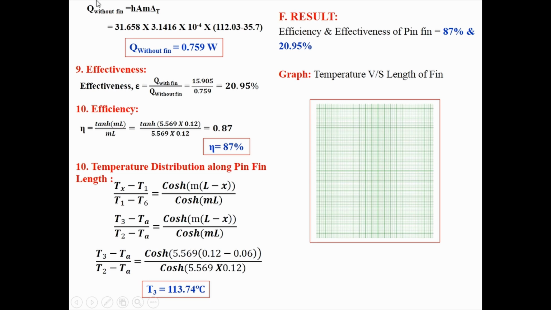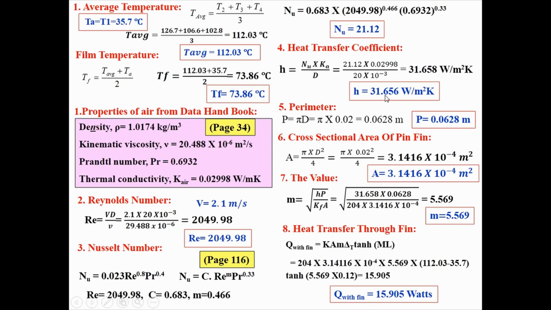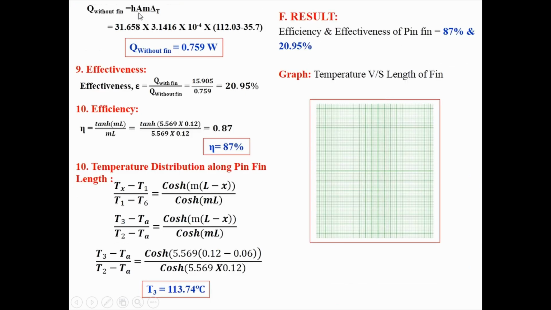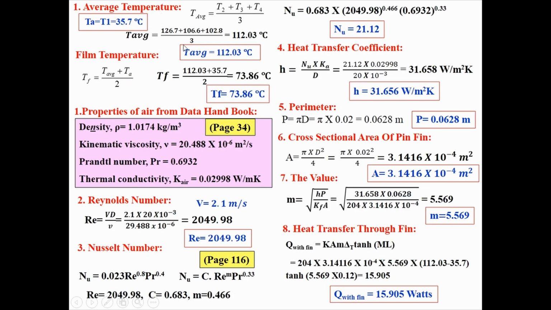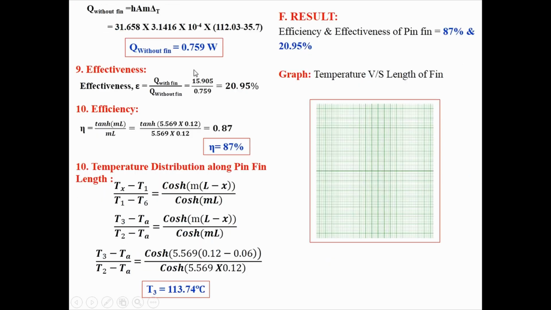What is the formula? The formula for heat transfer without fin is equal to h A m into delta T. h is the convective heat transfer coefficient, already calculated. A is the cross-sectional area, that is also already calculated. m you also know. Next, change in temperature is T average minus TA, that is 112 minus 35.7. Now you will get heat transfer without fin equal to 0.759 watt.